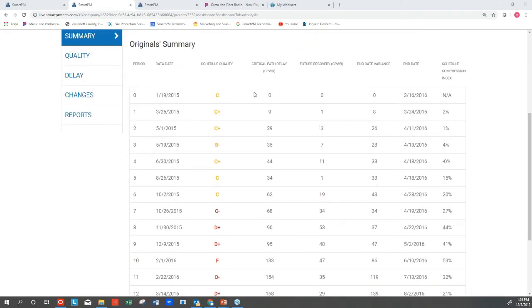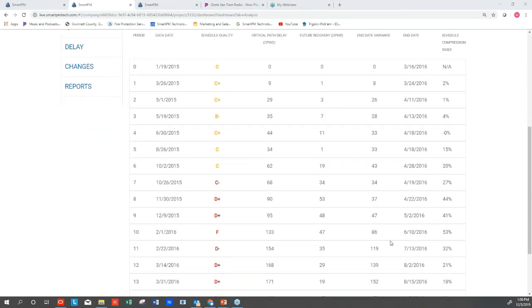I can see that we started out in okay fashion. Things got a little delayed, which is normal. End dates kind of mirrored that, but eventually there was a hard push to keep the end date, and compression started increasing drastically over time to a certain point in time.